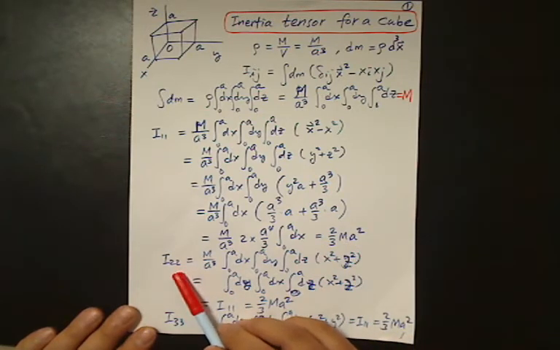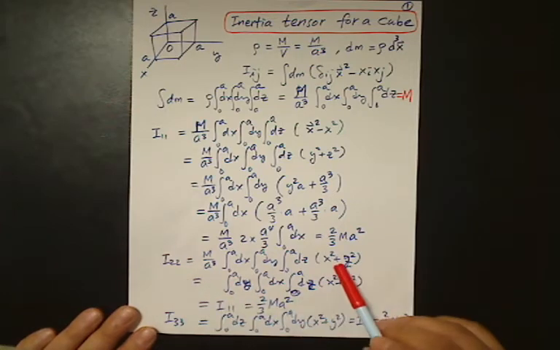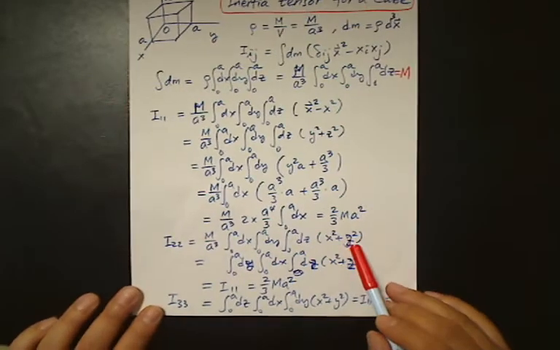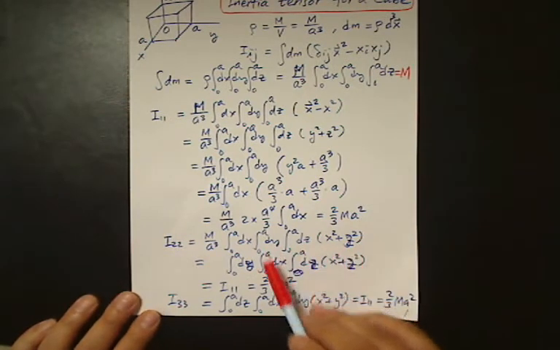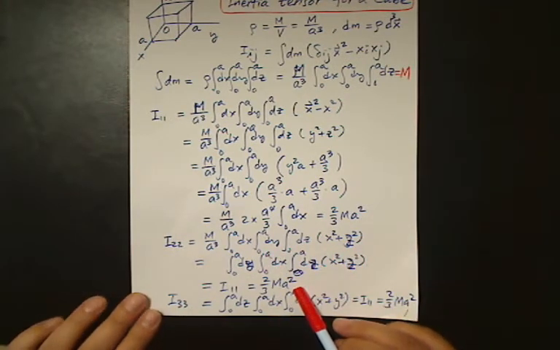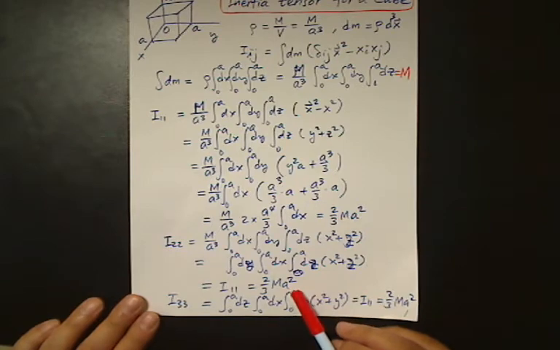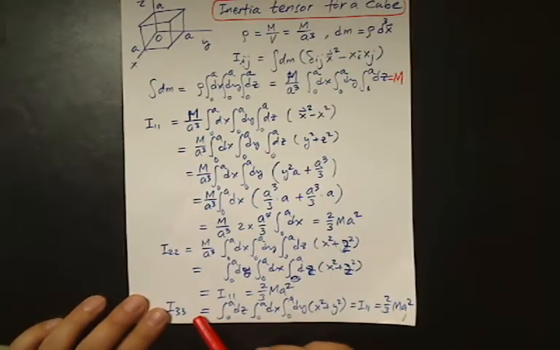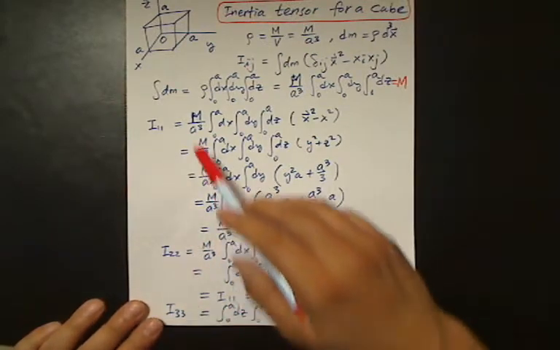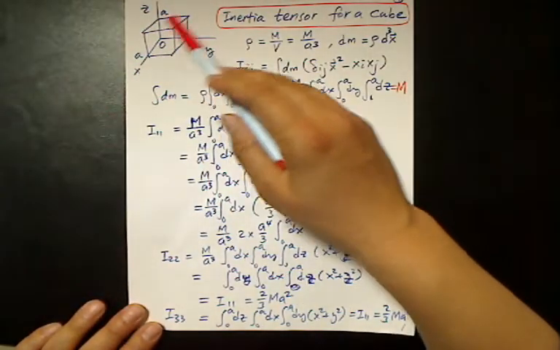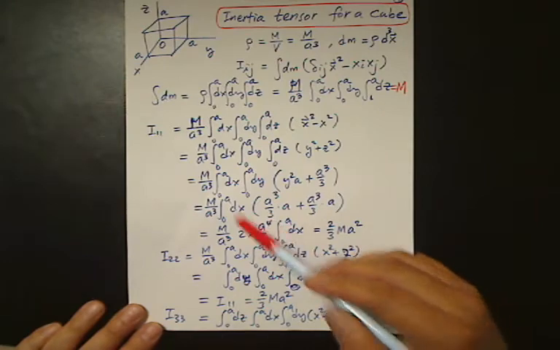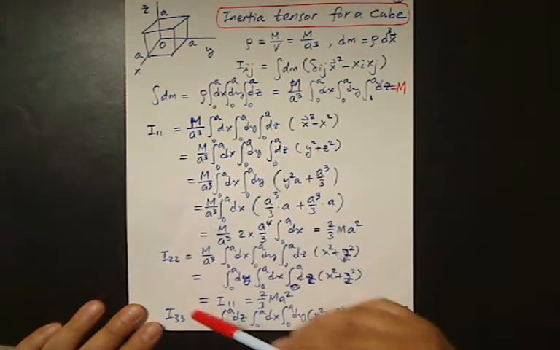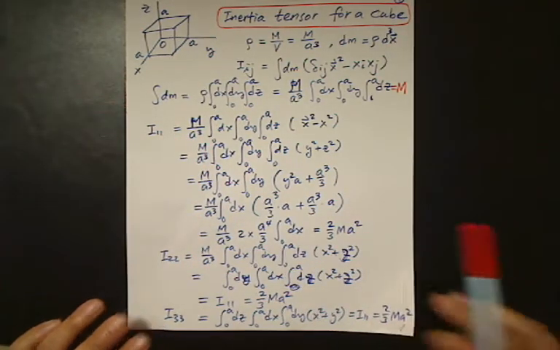In the case of the 2,2 element, we have the x squared plus z squared integral. The same procedure can be done for this integral. The result is 2/3 of ma squared. The system is symmetric under the exchange of x, y, z directions. That is a symmetric form, so all the diagonal elements must be the same.